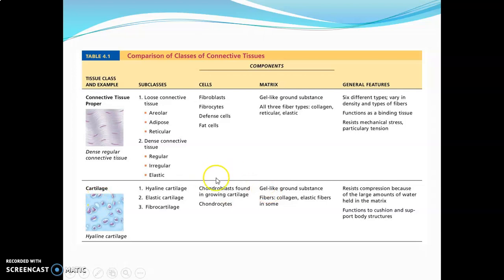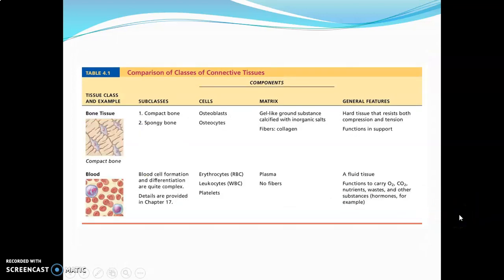So cartilage has cells, chondroblasts and chondrocytes, and also has extracellular matrix composed of ground substance, which is a gel-like substance, and fiber, which could be collagen or elastic fiber. The functions of cartilage: they resist compression because of the large amount of water in the matrix, and they cushion and support body structures. Then we go to bone, which is another connective tissue.